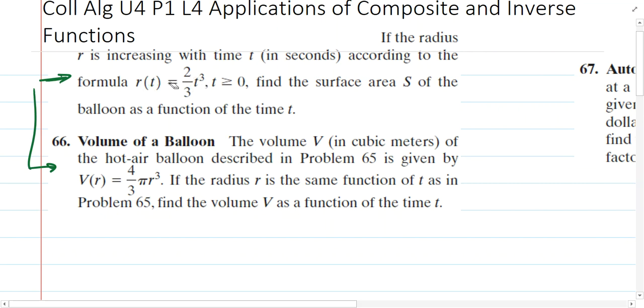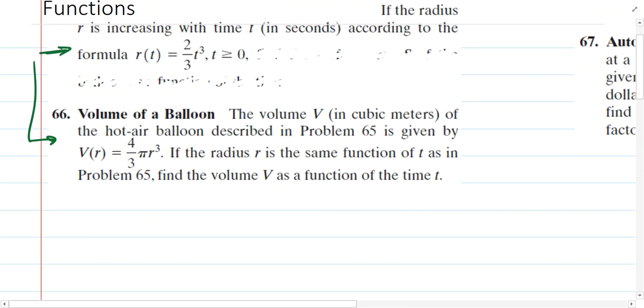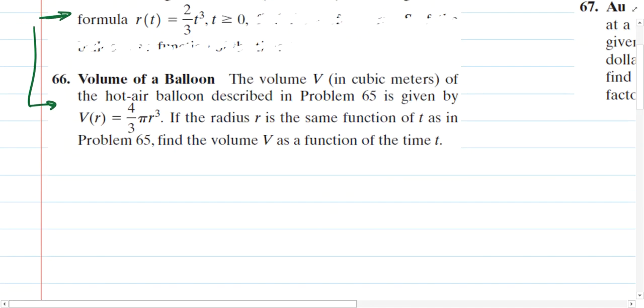If I wanted to know what the radius of the balloon was 12 seconds after we started, well, I would plug in the number 12, and so on. We're not going to find the surface area as indicated here with this expression. Instead, I want to go with the volume, since the volume formula is provided to us. So you'll notice down here that the volume of a sphere, or a spherical balloon, is dependent upon its radius, and that formula is 4/3 pi times radius cubed.